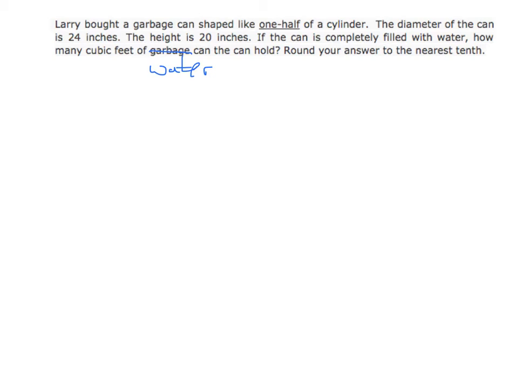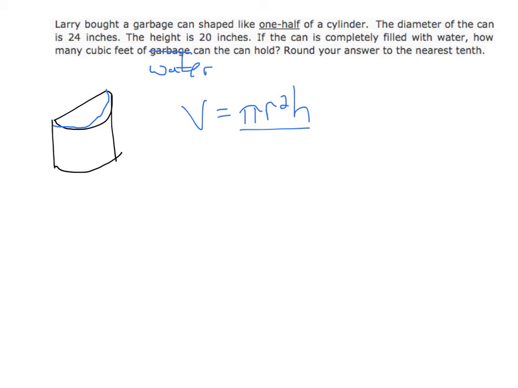So, let's kind of visualize this. We have a garbage can shaped like half of a cylinder. So that would be kind of like this. Half of a cylinder. And we're going to fill this thing up to the brim with water. So the volume for a cylinder is pi r squared h. But because we only have half of a cylinder, we're going to divide by 2. So we want to find what the volume is.